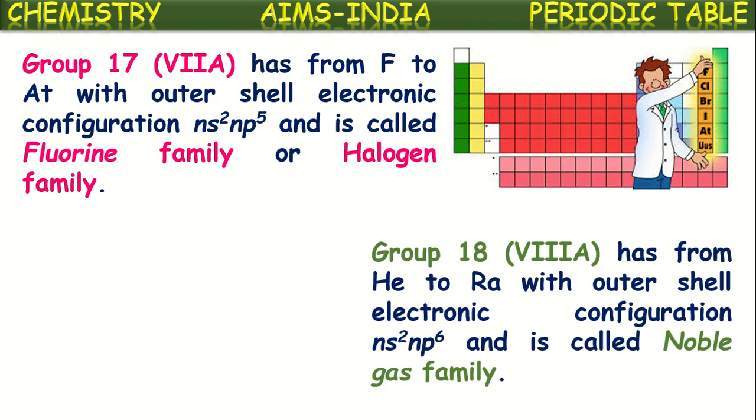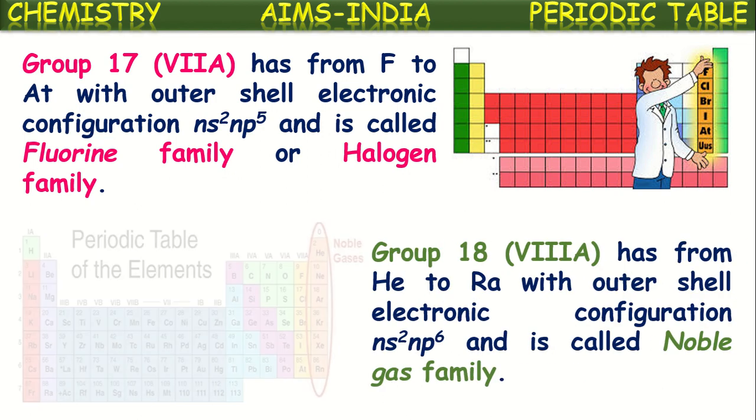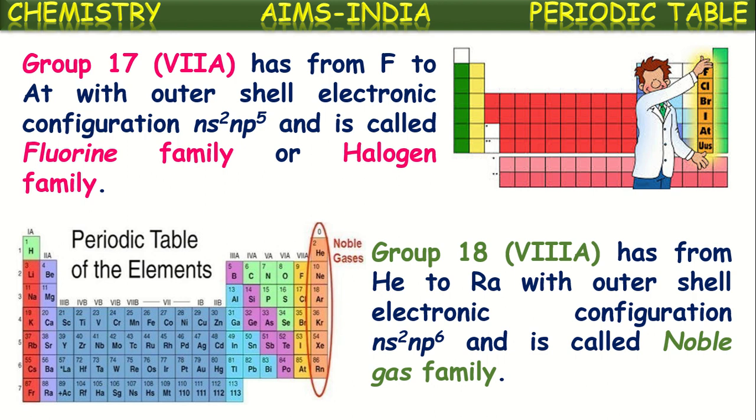Okay, next group, that is the 18th group or 8th A group in the modern periodic table. It consists of helium, neon, argon, krypton, xenon and radon. These we know as noble gases. Their outer shell electron configuration is ns2 np6. Of course, except helium. We know that for helium, the electronic configuration is just 1s2, isn't it? So it has no p subshell. Except helium, all the remaining elements have the general electron configuration ns2 np6.